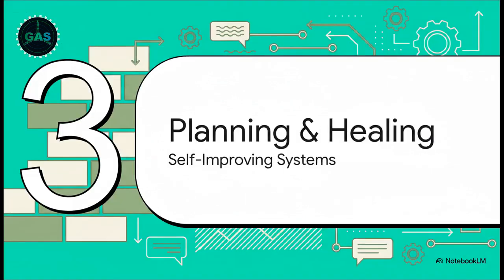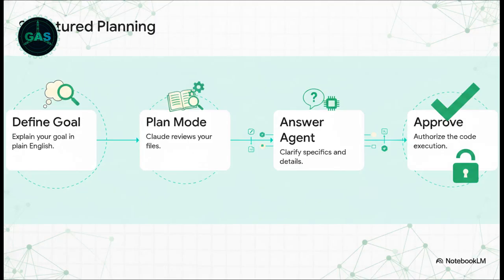Section 3. Planning and self-healing systems. With that solid foundation built, we can start constructing the actual automation using crystal clear communication. You see, you don't just dump a massive prompt on the agent and cross your fingers hoping for the best. Instead, you follow a really structured planning process. First, define your goal in plain English. Second, and this is a real game changer, put Claude into plan mode. By using plan mode, the agent acts like a high-level consultant.